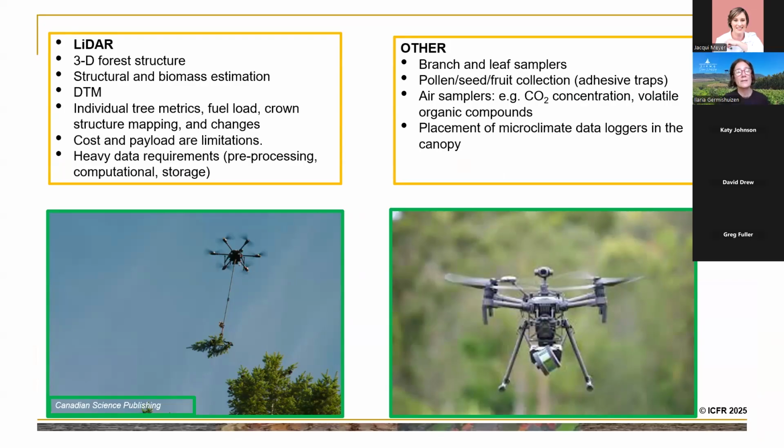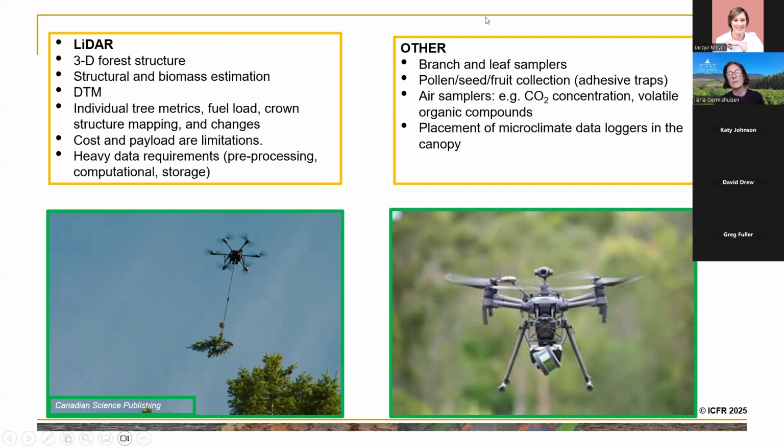So they're very important in terms of individual tree metrics, fuel load, crown structure mapping, and changes of those. The cost of the sensors is a limitation, as well as the payload. Those are quite heavy equipment, and again, heavy data requirements in terms of pre-processing, computation, and storage.